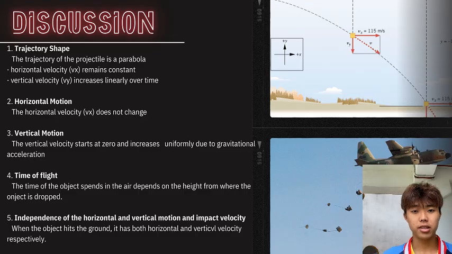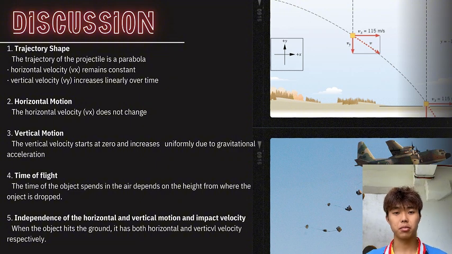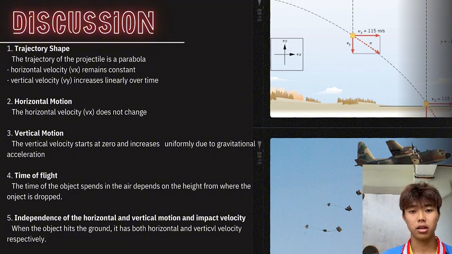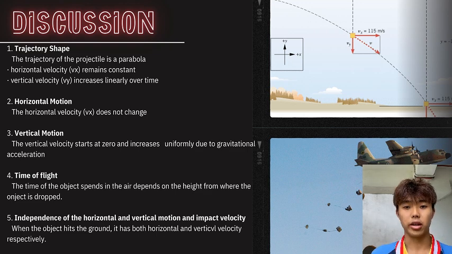The first question is, what is the trajectory shape for the projectile? The trajectory shape of this projectile is a parabola, whose characteristic is that the horizontal velocity remains constant, but the vertical velocity increases linearly over time.